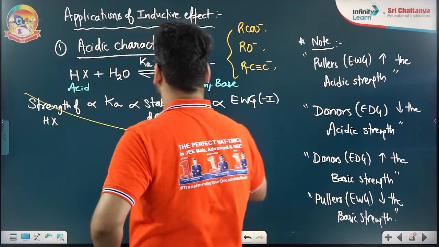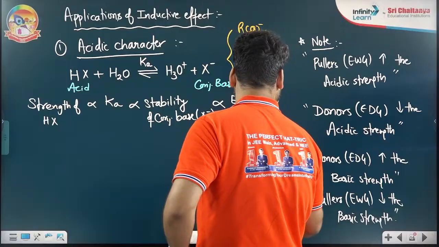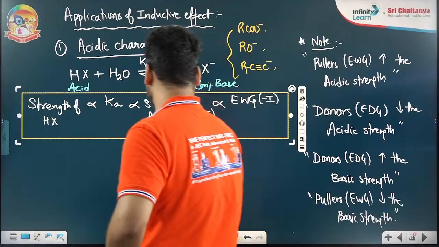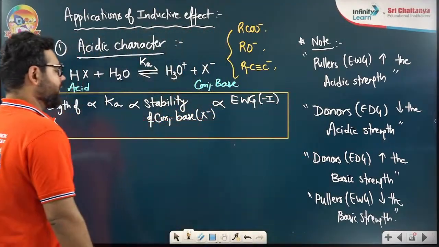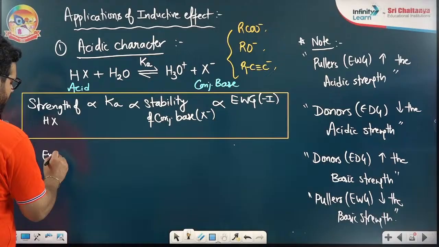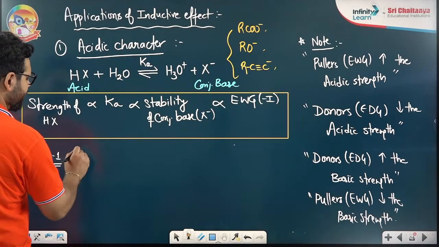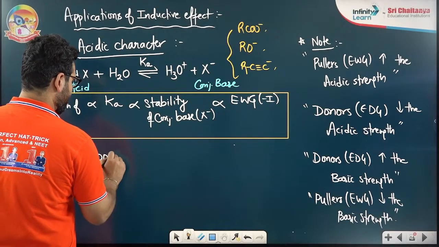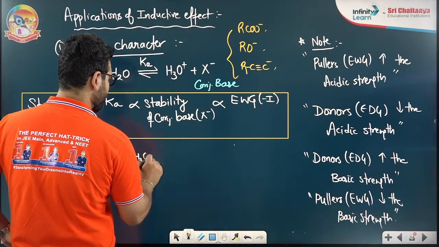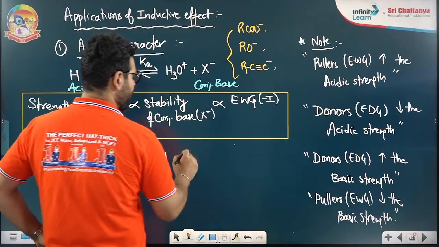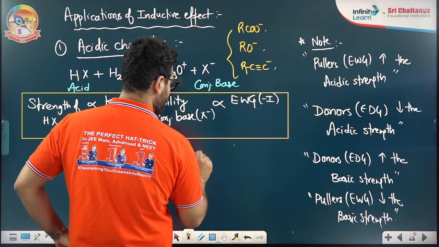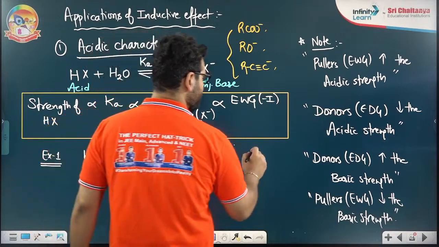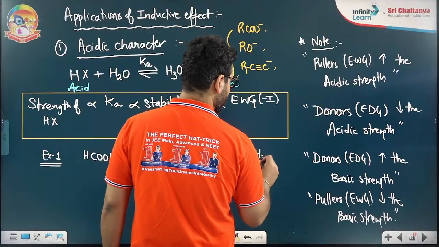Example number 1 I am taking here. Let's see some Ka values of some carboxylic acids. If you have formic acid, acetic acid, propanoic acid, and butanoic acid.